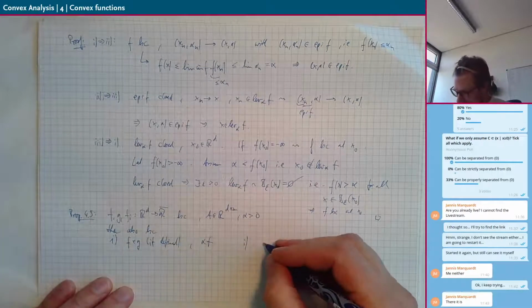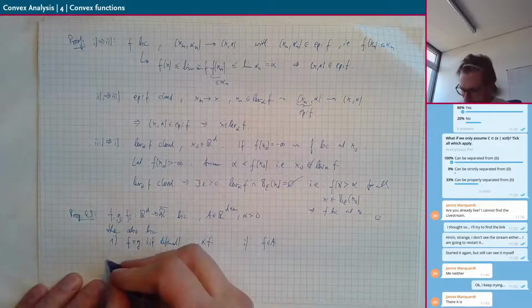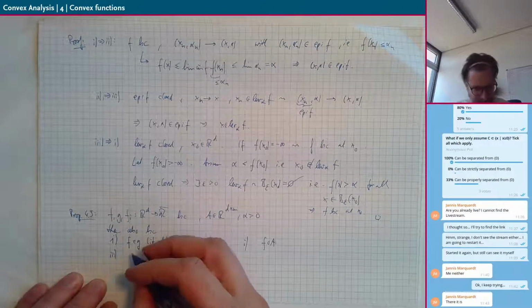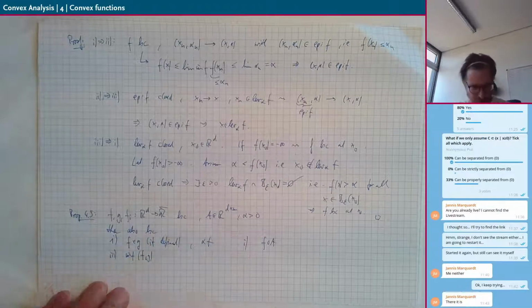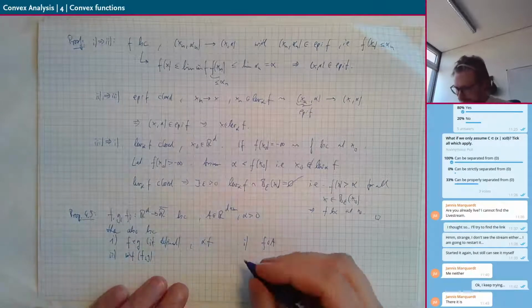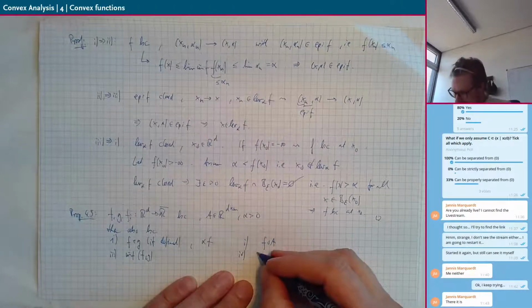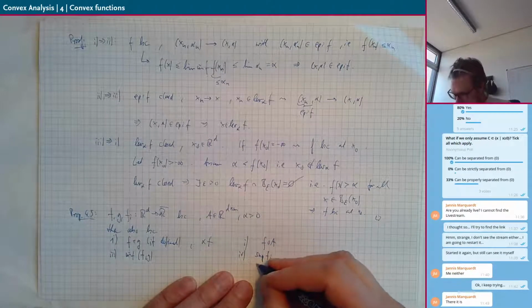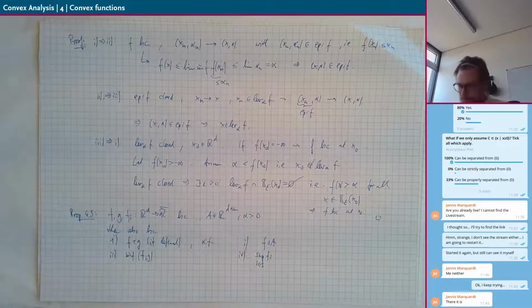The second is that even if we precompose a linear map, that doesn't do anything. The third point is if we take the infimum of two functions, it still stays lower semi-continuous. And the fourth one is if we take the supremum of arbitrarily many functions, it's still lower semi-continuous.